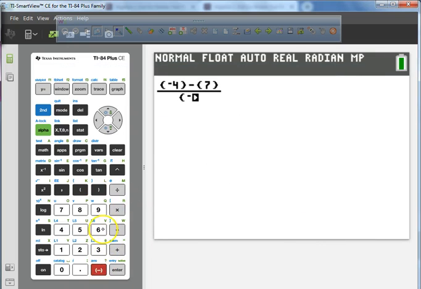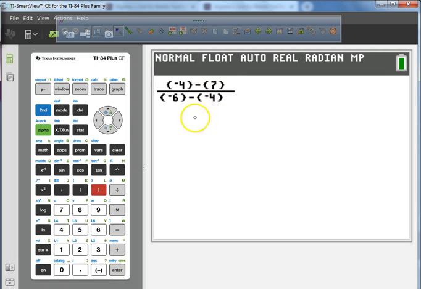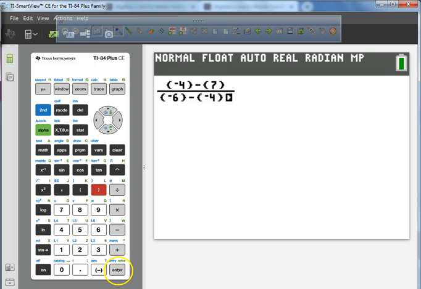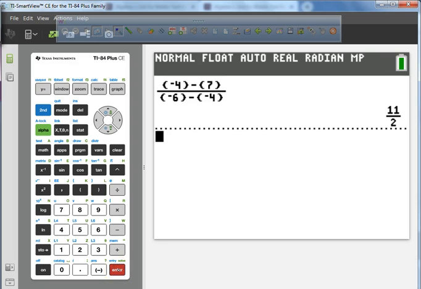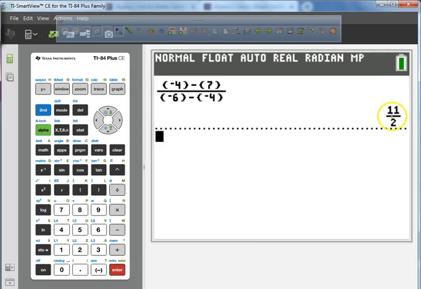-6. We had -6, and then it was what? Minus and open parentheses, -4. So you could type it in the old calculator exactly as it appears, and look what happens. Wait for it. Boom! Look at that. Beautifully in fraction form. I know it's an improper fraction, but that's the way it's supposed to be, just like that.